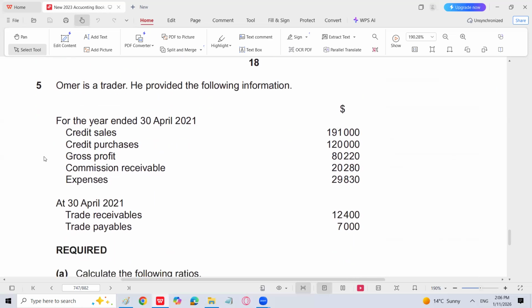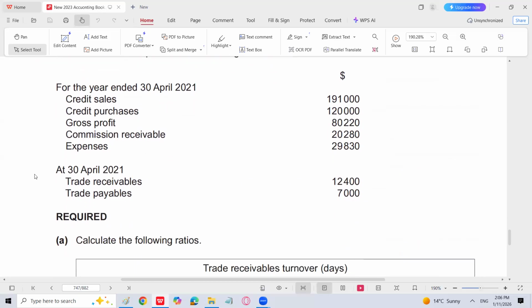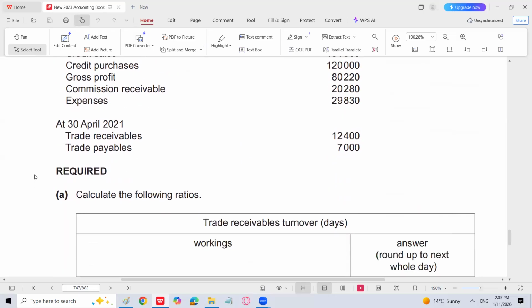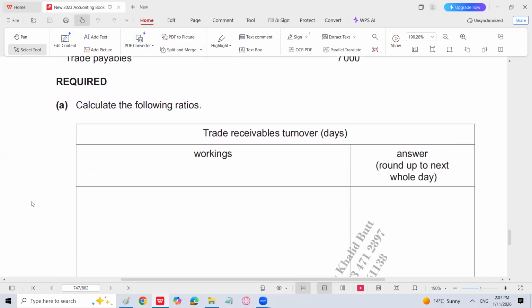Omar is a trader. He provided the following information. For the year ended 30th April: credit sales 191,000, credit purchases 120,000, gross profit 8,220, commission receivable 20,280. This is basically commission received. Expenses 29,830. At 30th April, trade receivables and trade payables are given at the end of the year: 12,400 and 7,000. Calculate the following ratios.